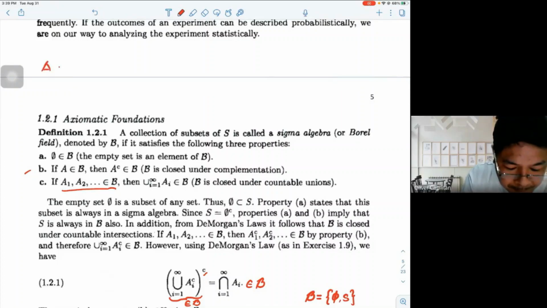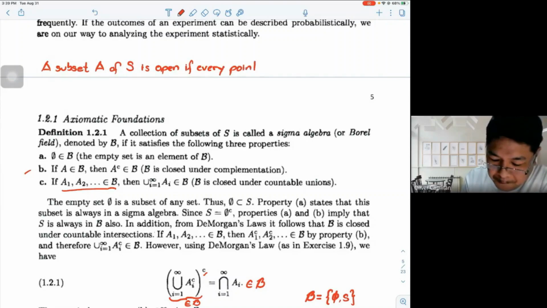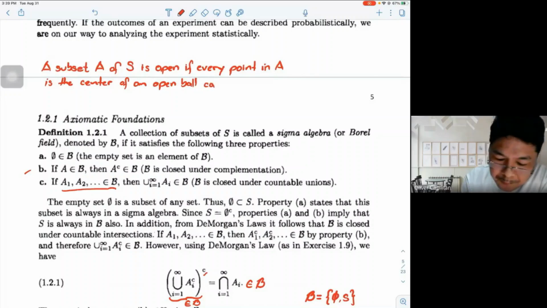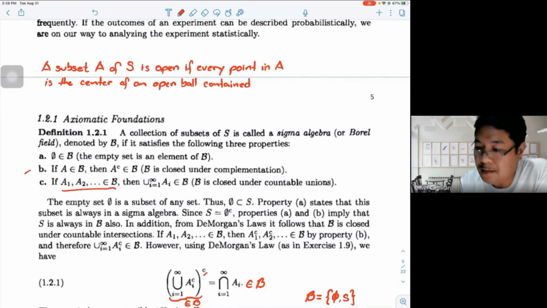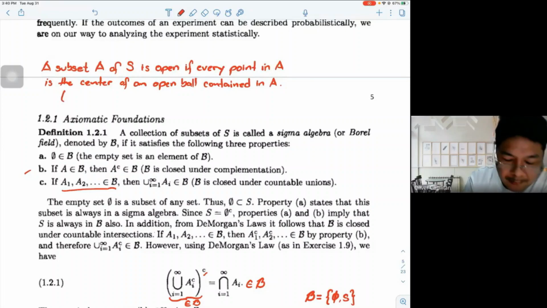Say we have a subset A of S. It is open if every point in A is the center of an open ball contained in A.